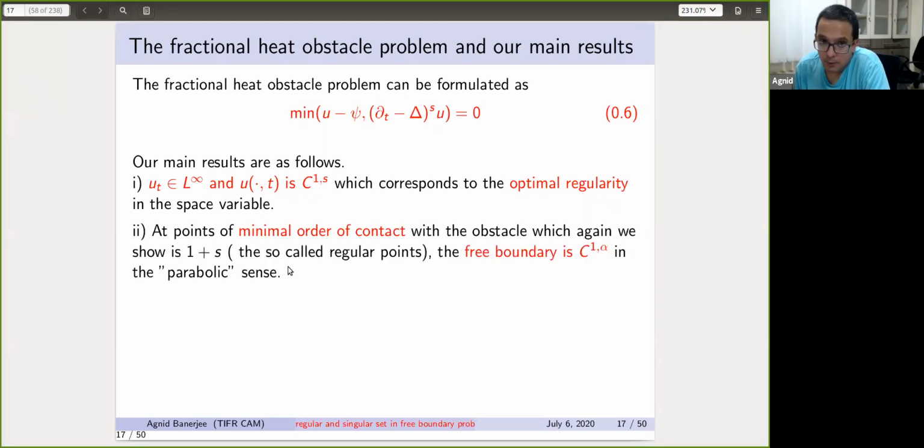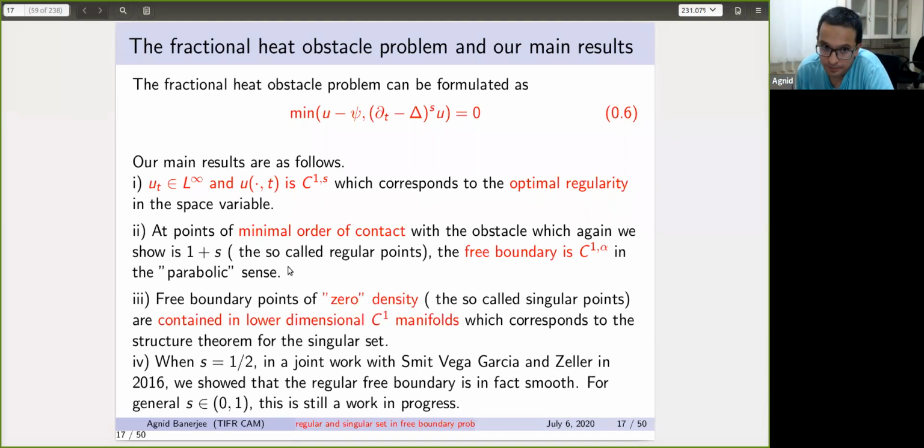And then we show that at points of minimal order of contact, because now that the solution is C^{1,s}, it will match the obstacle up to first derivative at a coincidence set. So it can only separate from the obstacle at a rate which is at least 1 plus s. So at points of minimal order of contact, which is to say 1 plus s, we are able to show that the free boundary is C^{1,alpha}. And at free boundary points of zero density, the so-called singular points, we are again able to show that the singular set is contained in lower dimensional C^1 manifolds. And that corresponds to the stratification result for the singular set.